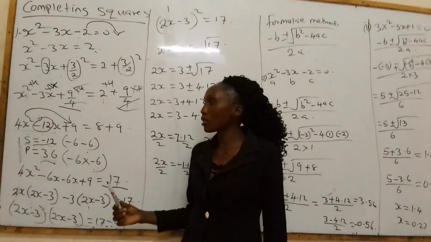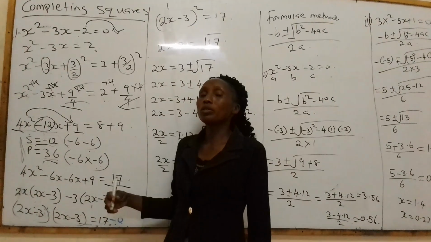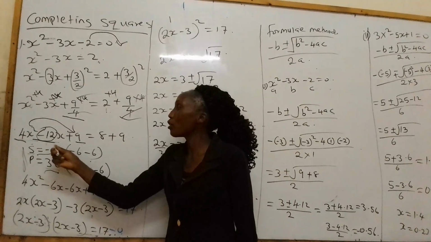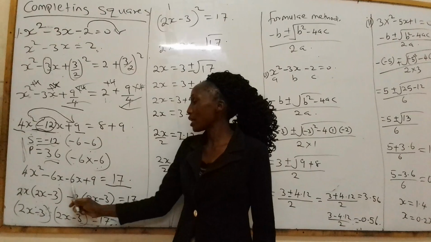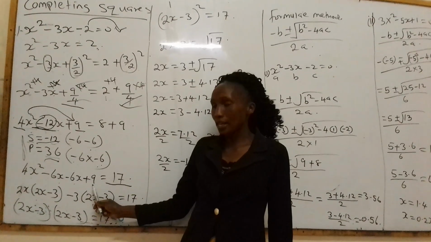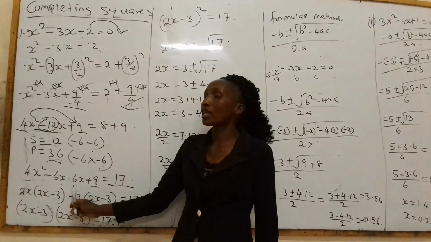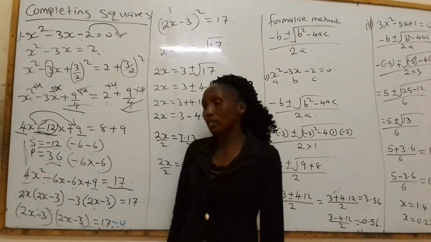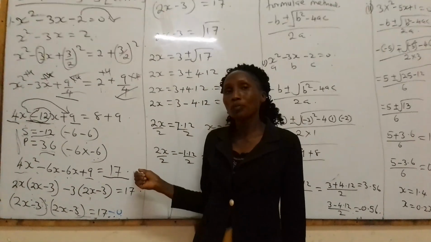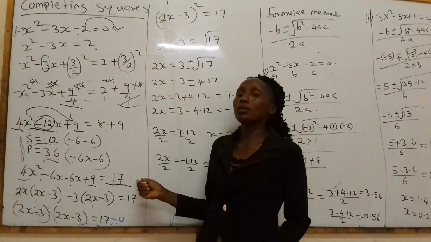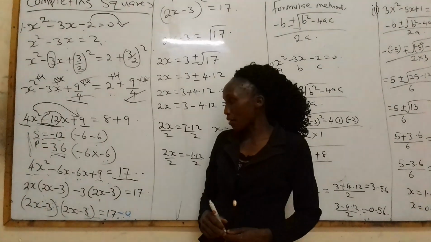Using the factorization method, remember the first value and the last value remain the same. What you change is only the coefficient of x. That means you say 4x squared minus 6x minus 6x plus 9. The first and the last remain, and negative 6 minus 6 is negative 12, so we go back to negative 12. Now that we have the quadratic expression, it should be equal to 17. In factorization we equate to 0, but in completing squares we equate to the value that we have.